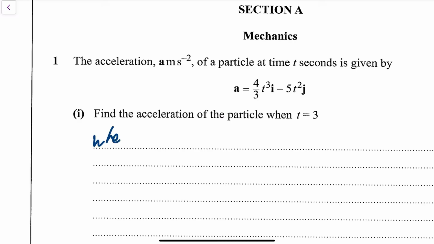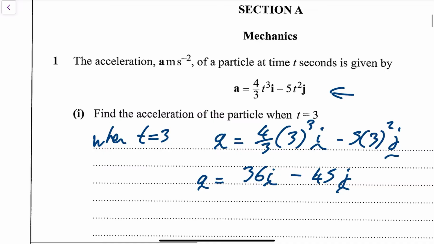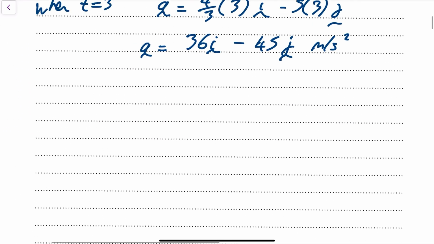So I would just say here when t is equal to 3, and we're just subbing 3 into this. So your a is going to be equal to, it's a vector remember, 4 over 3 times 3 cubed i, and then minus 5 times 3 squared, and that's going to be j. If you did that out, 4 over 3 times 3 cubed, which is 27, that's basically 4 times 9, that's going to be 36i, and then minus 5 times 9 is minus 45, and that's j, and that's meters per second squared. Done. There's 2 marks for us, I think it was, 2% already.